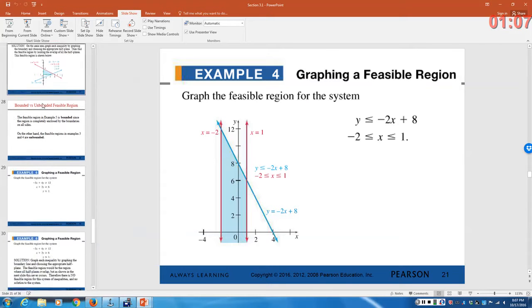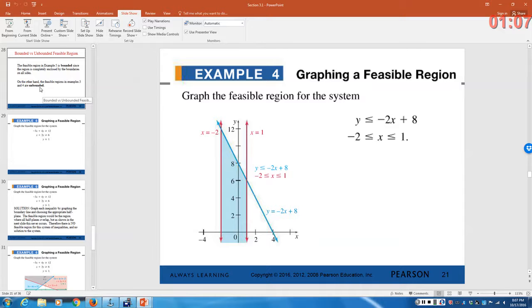And that's going to be important as we get into the applications problems, because sometimes an unbounded region will prevent you from optimizing, depending on what you need to have, whether it's a maximum or a minimum.